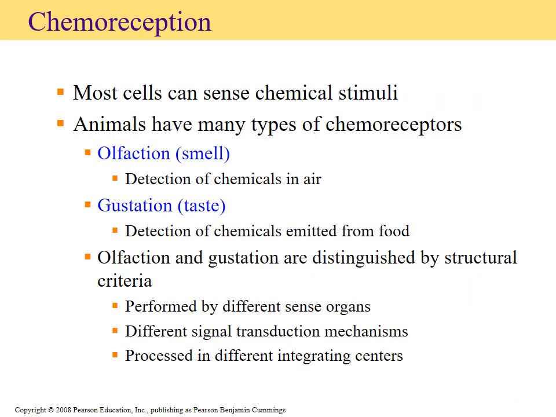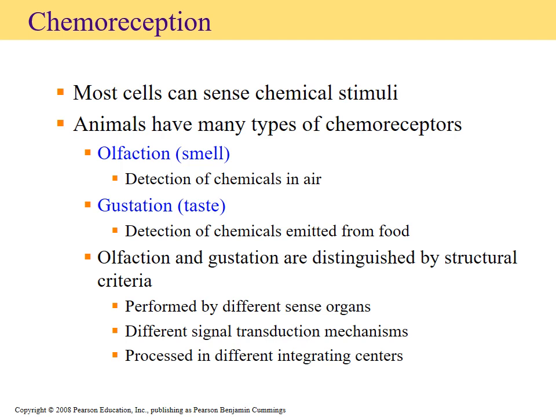Alrighty, so now that we have established that, let's go ahead and start exploring our different receptors. And I think the chemoreceptors are a nice place to start since the majority of the cells that we have in our body can sense some type of chemical stimuli.